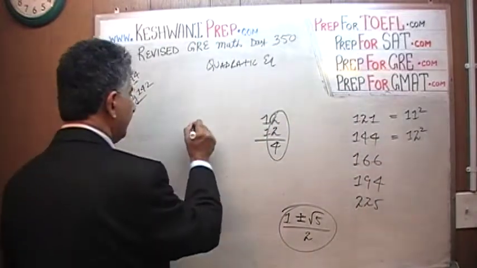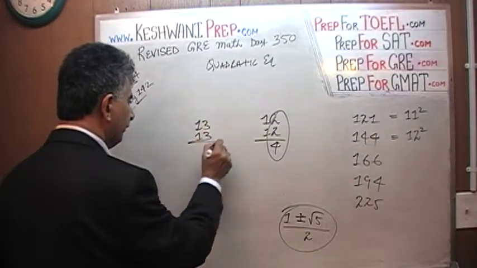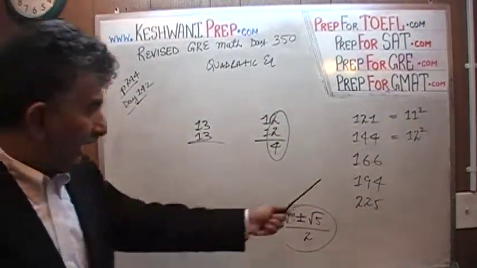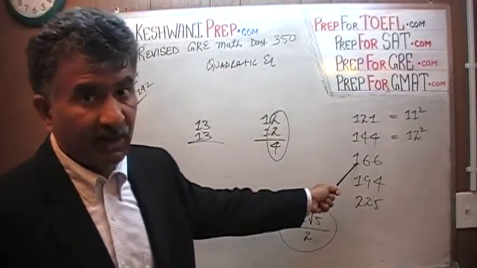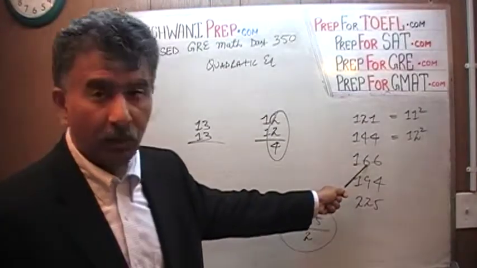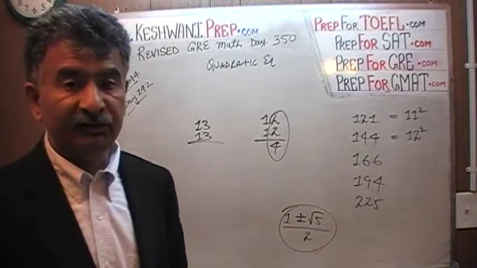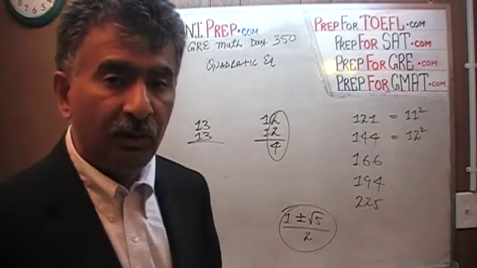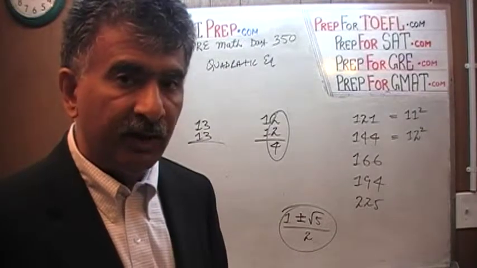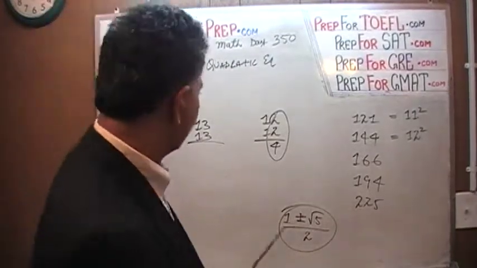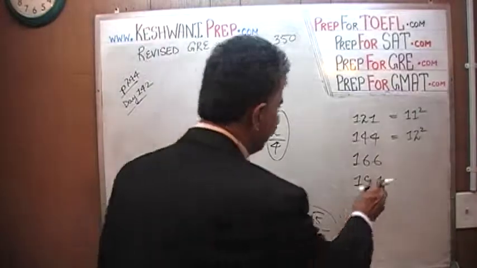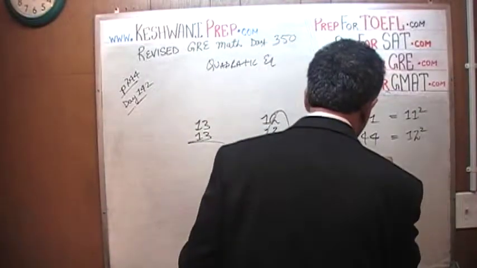Similarly, 13 squared, when you multiply 13 times 13, I don't know what 13 squared is, but it is not 166. I can tell you that this is wrong. This is how alert you have to be in the exam to catch your mistakes. 13 times 13, you will find that it is 169. Anyway, let's not make too much fuss about it.